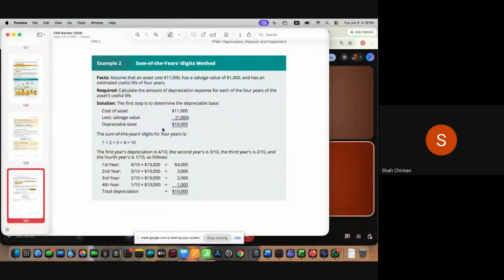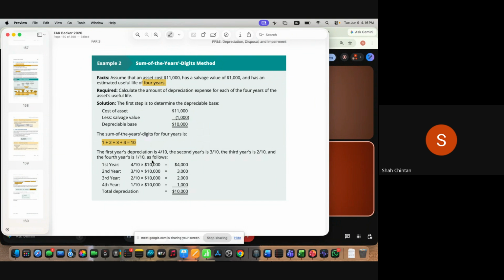A useful life is 4 years. So can I say the sum of your digits are 1 plus 2 plus 3 plus 4 is equal to 10. So at the end of the year one, now what is my formula? Cost minus salvage into remaining useful life divided by sum of years digits. So cost minus salvage is 10,000. So my formula is 10,000 into what is my remaining useful life at the end of the first year divided by the sum of years digits.